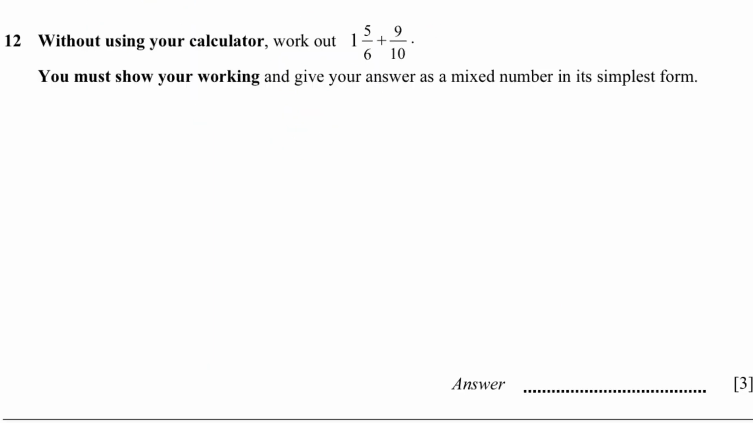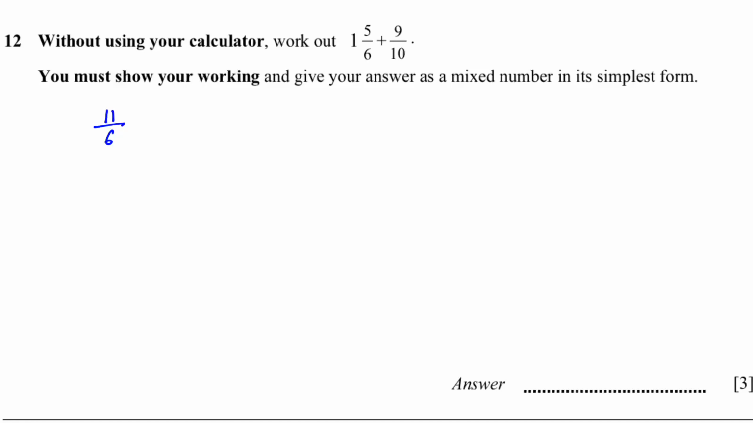See the next question. Without using your calculator, work out this fraction, and you must show your working and give the answer as a mixed number in its simplest form. You can use the calculator, but just show that you are doing working. So you can put this in the calculator and you will get 11 over 6.